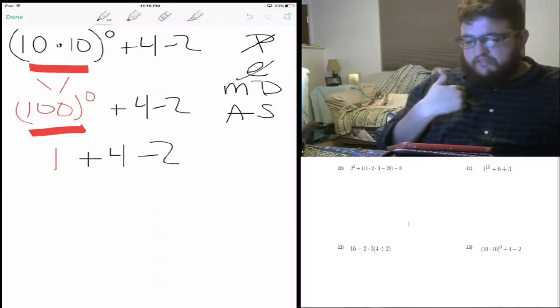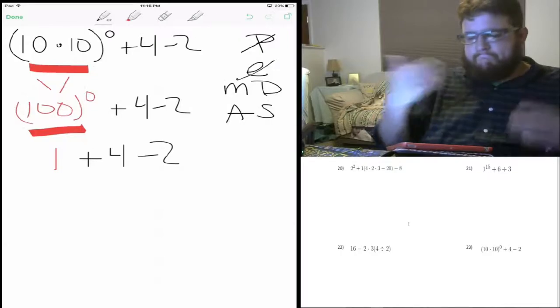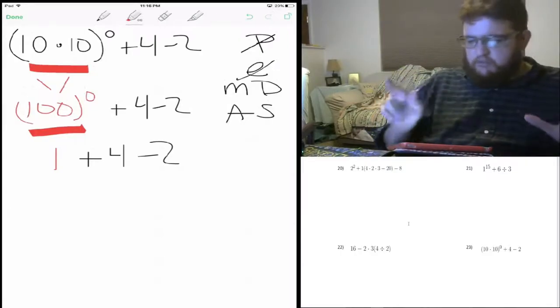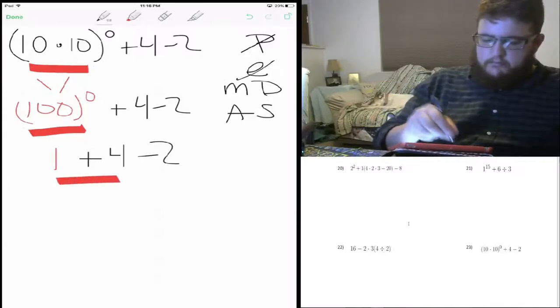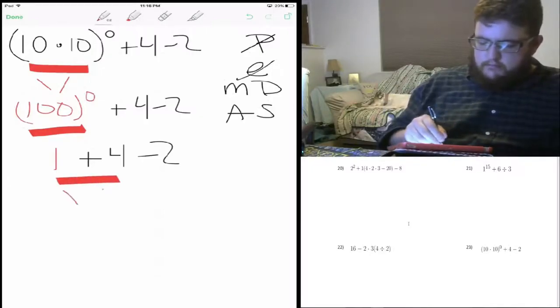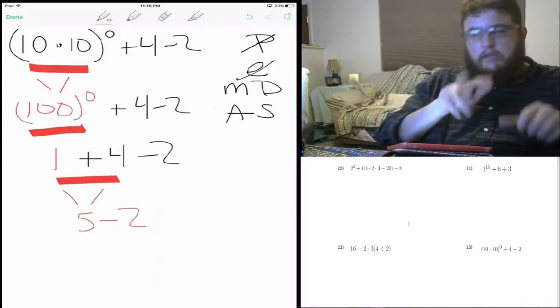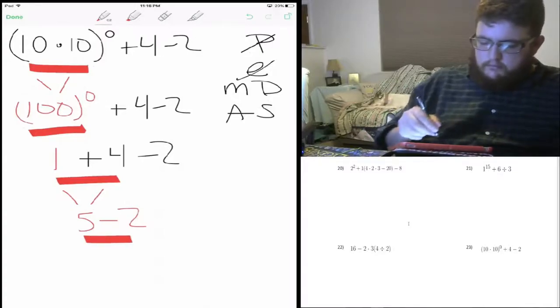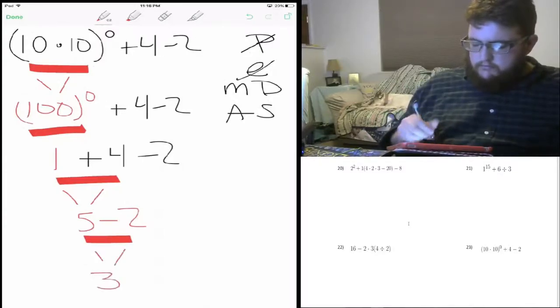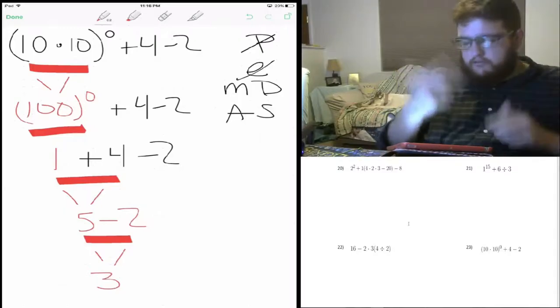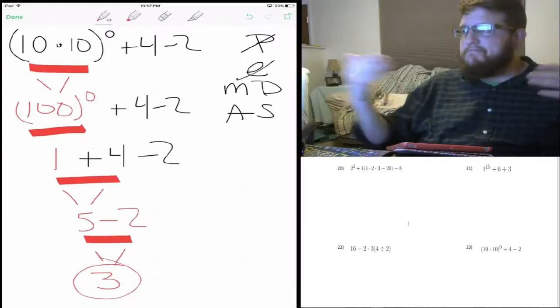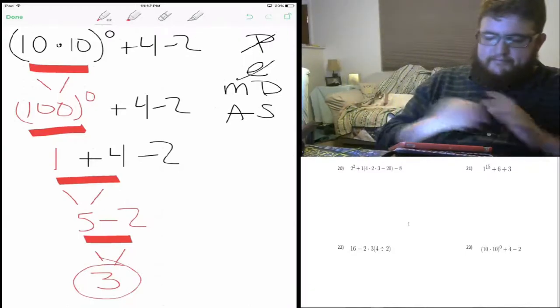A quick scan indicates that we don't have any multiplication or division, so we can go ahead and cross that out as well. Scanning from left to right for addition and subtraction, the first piece of addition or subtraction that we have is 1 plus 4, which is going to be 5. We'll bring down the minus 2. It is the final piece of addition and subtraction, so 5 minus 2 is 3. And that's my answer for number 23. Alright, let's move on to number 24.